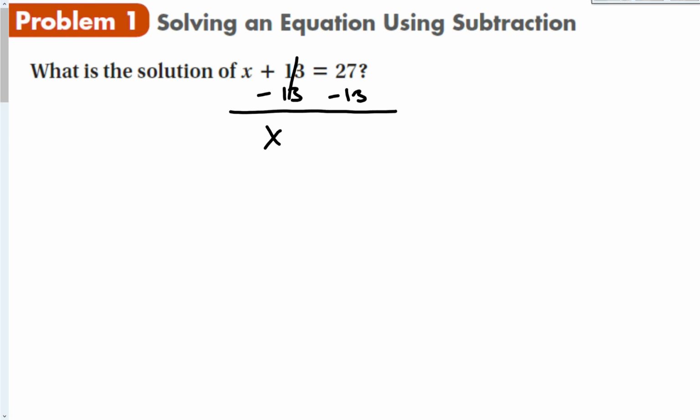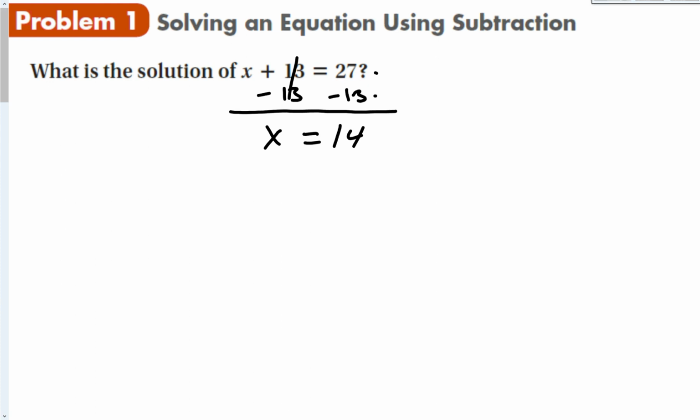And the typical thing to do is to bring down anything else that we haven't used. We're going to bring down the equal sign, and now we have an actual calculation that we have to make. 27 minus 13, or 27 plus a negative 13. When I subtract those, I get 14. So x is equal to 14. Now, this is a one-step equation section, so all of our equations are pretty much going to be done with one step. But if x was not by itself, we might have to do something else and keep going.